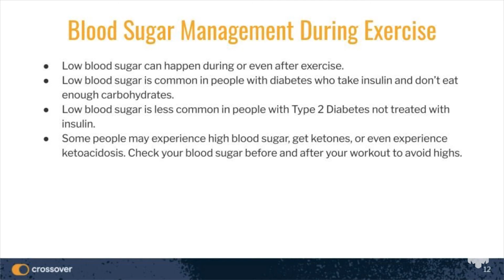So remember that low blood sugar can happen during or even after exercise. But on the reverse of that, some people may experience high blood sugar. They may get ketones, or they may even experience ketoacidosis during or around exercise. So make sure that you're checking your blood sugar before and after your workouts to avoid both highs and lows.